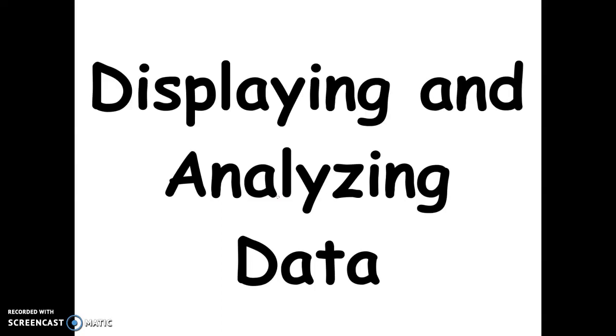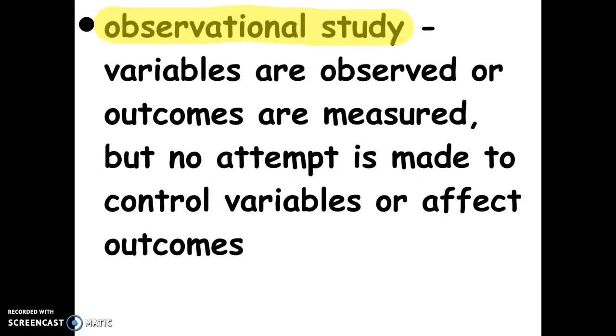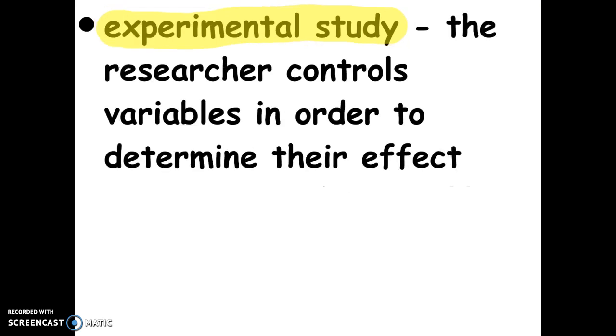Displaying and analyzing data. Collecting data. Data can be collected two ways. The first way is through an observational study, and that is where variables are observed or outcomes are measured, but no attempt is made to control variables or affect outcomes. An experimental study is when the researcher controls variables in order to determine their effect.